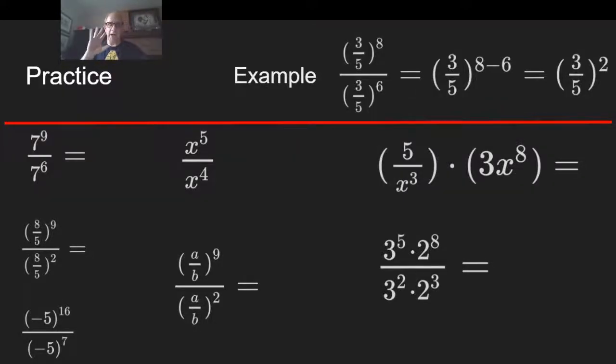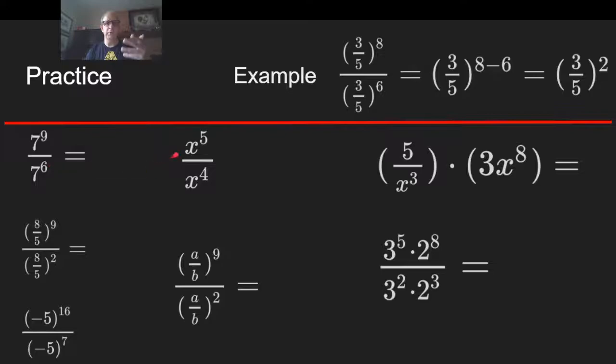Part 5 of exponential rule number 1, rule of exponents number 1, where we're multiplying and dividing exponents. So we learned if you're multiplying exponents, you're just adding the exponents, and if you're dividing the exponents, you're just subtracting. So if 7 to the 9th divided by 7 to the 6th, they're the same base, I can subtract them. So 7 to the 9 minus 6 would be 7 cubed, 7 to the 3rd.